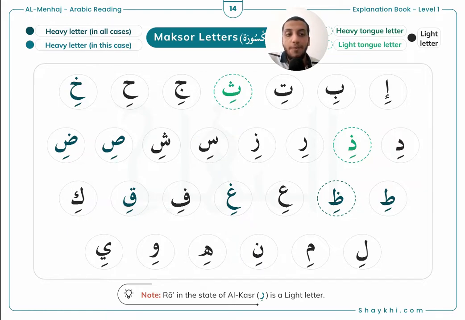Also we have an important note here with the letter kha, khi. The degree of heaviness is less than the degree of heaviness with fatha. In general, the degree of heaviness of a maksur letter is less than that of a maftuh letter. So this is all maksur letters and how we pronounce them.